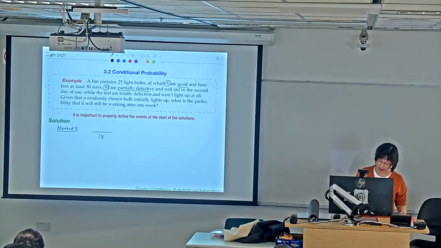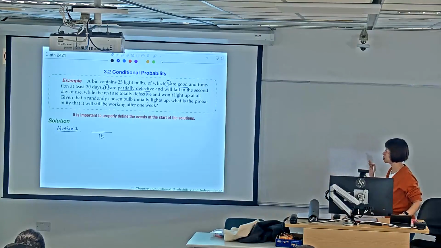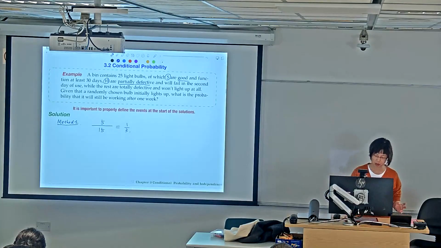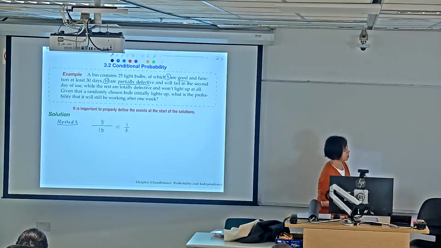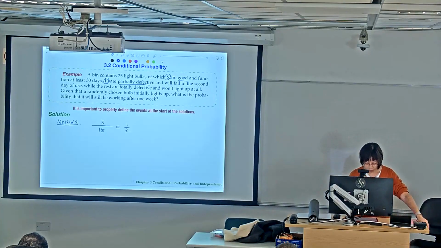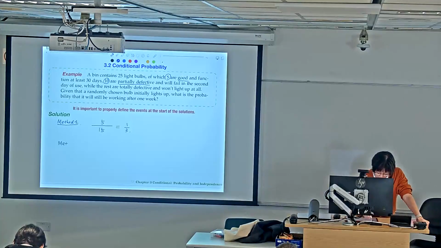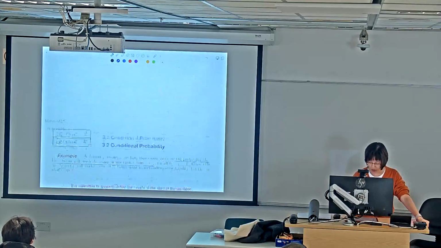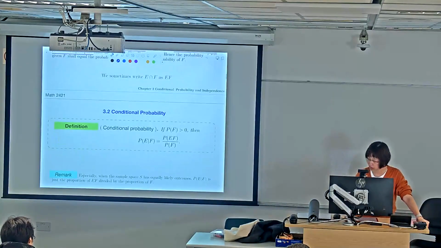And we want to find the probability that it will still be working after 1 week. So we want to find the chance that the chosen bulb is a good bulb. There are 5 of them, so it's 1/3. So this is a method using the given event as a new sample space. And if you are not comfortable with this way, the safe way is to use the definition for conditional probability and compute this quotient.